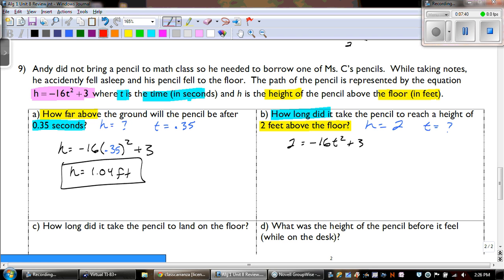So the first thing we always want to do is get the 2 to the other side because we want it to equal 0. Okay. Well, is there a linear term? All right, so there's no linear term, which means we can use SADMAP. So I'm going to subtract 1 from both sides. And we get negative 1 equals negative 16t squared. We're doing SADMAP, so I'm going to divide by negative 16.